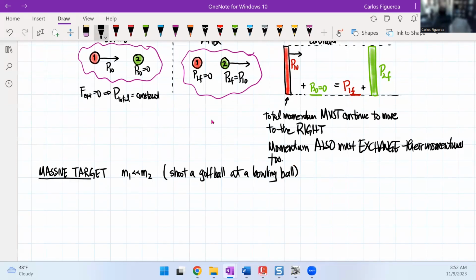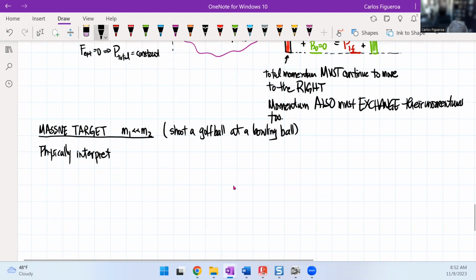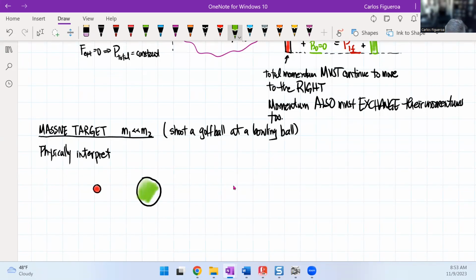And let me try that again. So what does momentum have to say about this collision here? The first thing we've got to think about is what happens if we actually throw a golf ball. So let's physically try to think about this. Imagine that we throw a golf ball. Here's my little golf ball, and we're throwing it at a large bowling ball. So here's our 1, and here's our 2, and we're throwing this guy with some momentum initially going to the right like this. What do you think is going to happen?